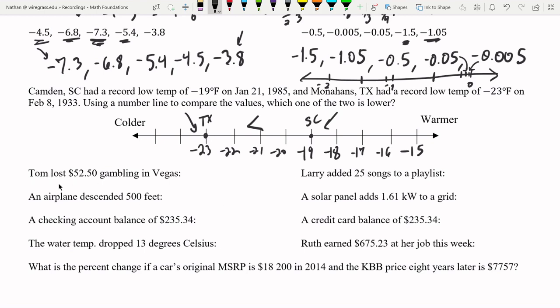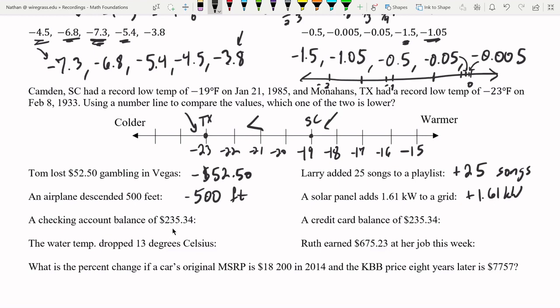Okay, and then if we're going to talk about Tom lost 52.50 gambling, a way of representing this number would be negative 52.50 because he gave it up. He lost it. If Larry added 25 songs to a playlist, that means it's going to be plus 25 songs. It's in addition. It's increasing how many songs are on the playlist. An airplane descended 500 feet. That would make sense to make it negative 500 feet. And a solar panel adds 1.61 kilowatts to a grid. So it's going to be plus 1.61 kilowatts.